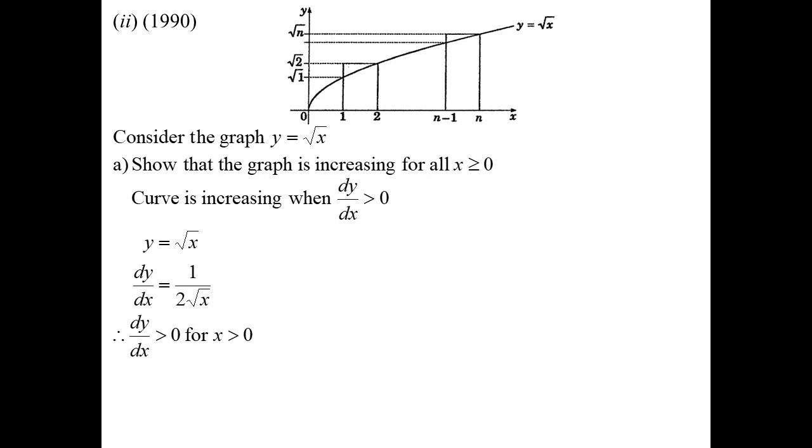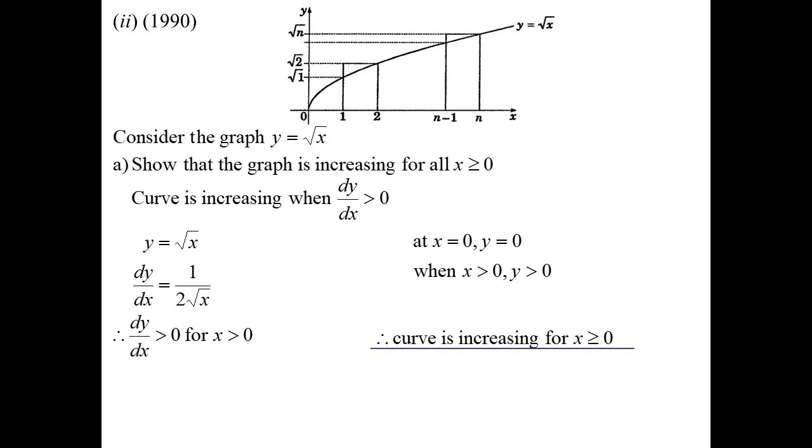The next bit, did I have to worry about it? I said, well, that's greater than 0. They said, show it's increasing for x greater than or equal to 0. But if 0 is the starting point, can you really say it's increasing at that point, because that's where it starts from? Do I really need to worry about x equals 0 or not? But anyway, I did. At x equals 0, y equals 0. And when x is greater than 0, y is greater than 0, so it must have increased from that point. Maybe overkill. Therefore, the curve is increasing for x greater than or equal to 0.